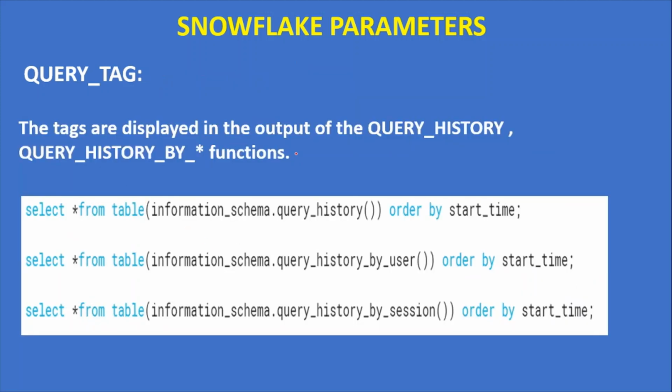Query tags are displayed in the output of the query history. As I said, query history or query history by, here by means by session, by user, like that. You can also see the tables. This is one of the tables: SELECT * FROM table information_schema.query_history ORDER BY start_time. In that, you will see query tag is one of the columns. Then you will see whatever value you set. Also you can use the query tag as part of your filter condition here, using all these three combinations. Now let's see the same in action.